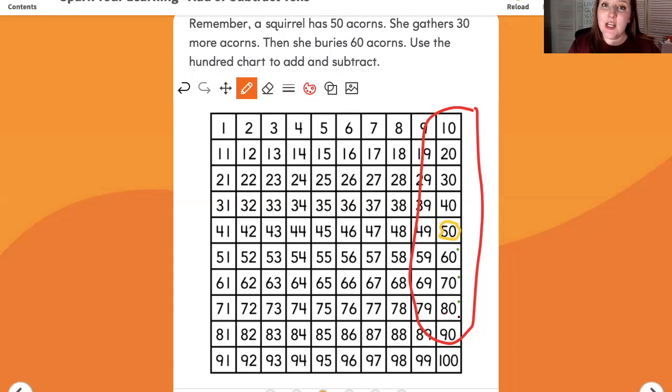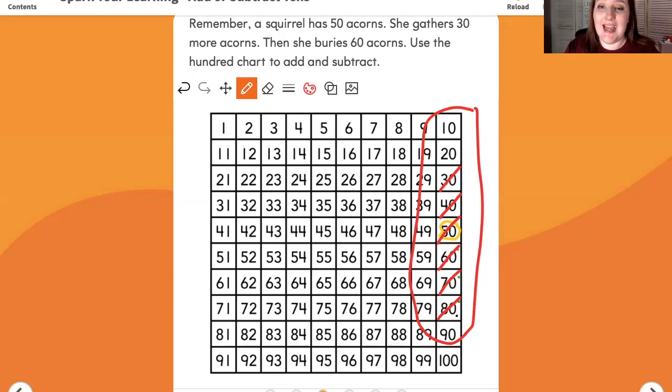But then she buries 60 acorns. So what we're going to do is get rid of 6 groups of 10, okay? So let's go ahead and cross them out together. We're starting at 80. 50 plus 30 is 80. She's going to bury or get rid of 60. So that's 6 groups of 10. 1, 2, 3, 4, 5, 6. So how many groups does she have left?